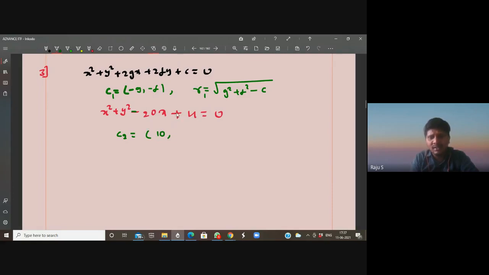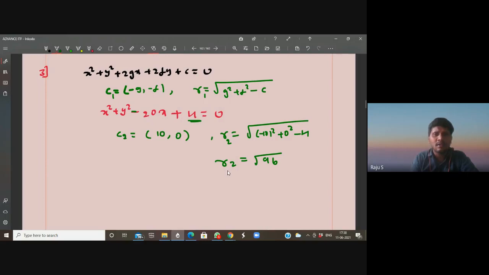Is there any y coefficient? No, there is no y, so that is 0. What is the radius, R2? Root over center square, so minus 10 square plus 0 square, then where 4 will be there, minus 4. That is g square plus f square minus c. The c value is plus 4. So finally, R2 value is root 96. Am I right?